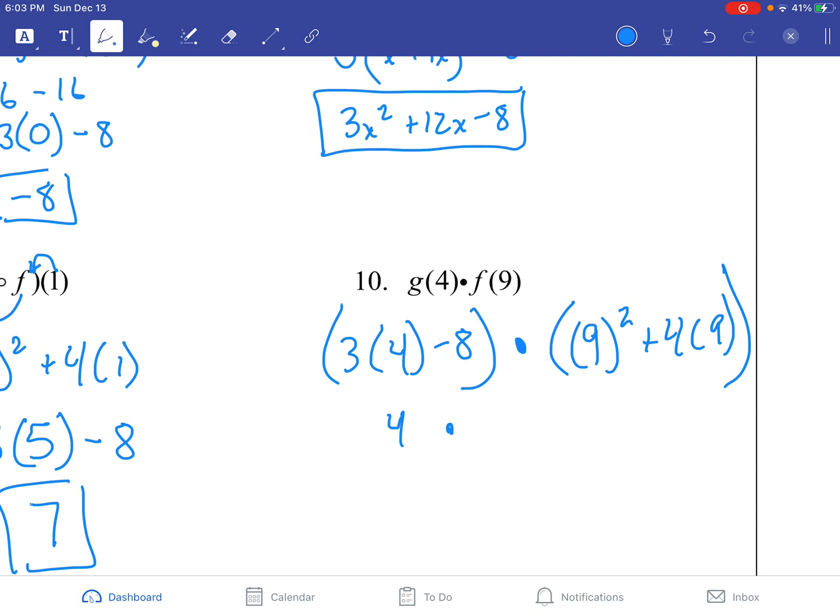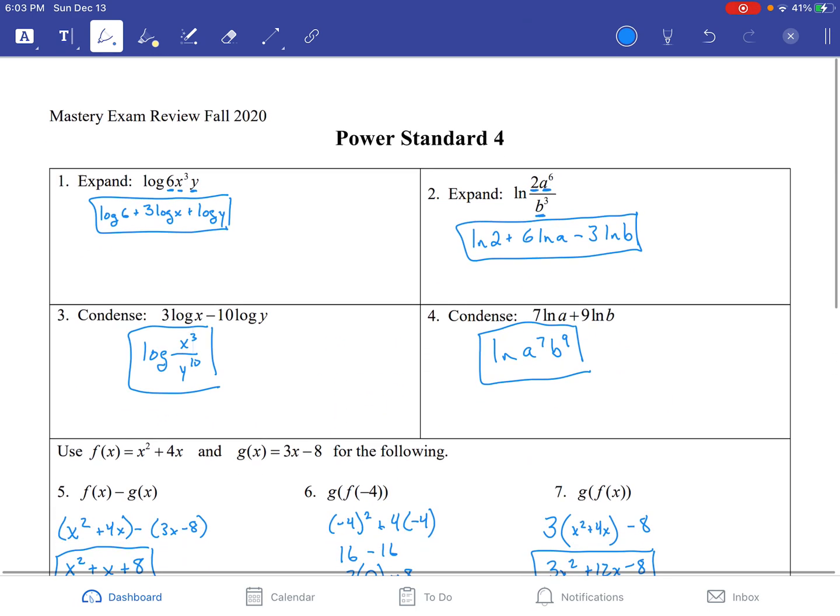times 9 squared is 81, plus 4 times 9 is 36, which is 117. And 117 times 4 is going to give you 468. There you go. That is standard 4.